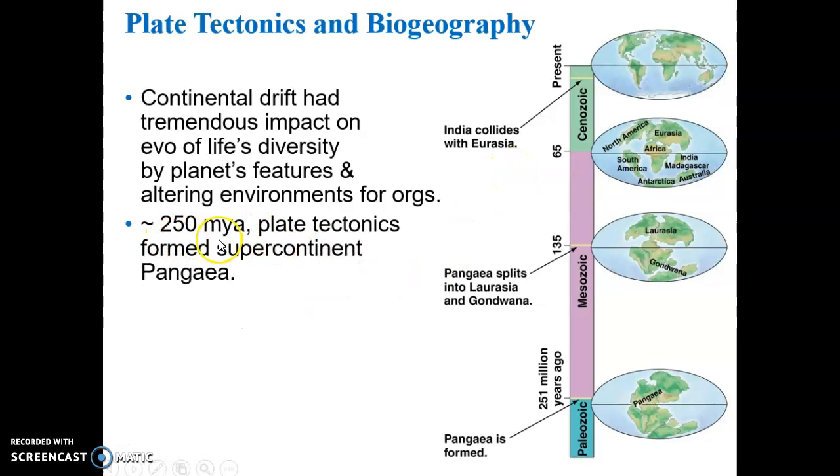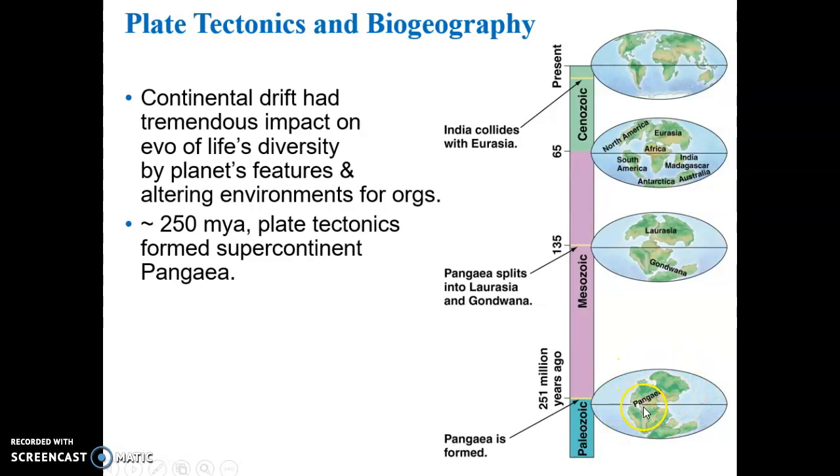So about 250 million years ago, here's our time scale, present time. That should look familiar. That's the current distribution of the continents and the plates upon the surface of the Earth. 65 million years ago, boundary between Mesozoic and the Cenozoic. 135 million years ago here, and about 250 million years ago between the Paleozoic and the Mesozoic. At that point in time, the plates were arranged such that the land masses were all in contact and forming a supercontinent Pangaea surrounded by a massive ocean.